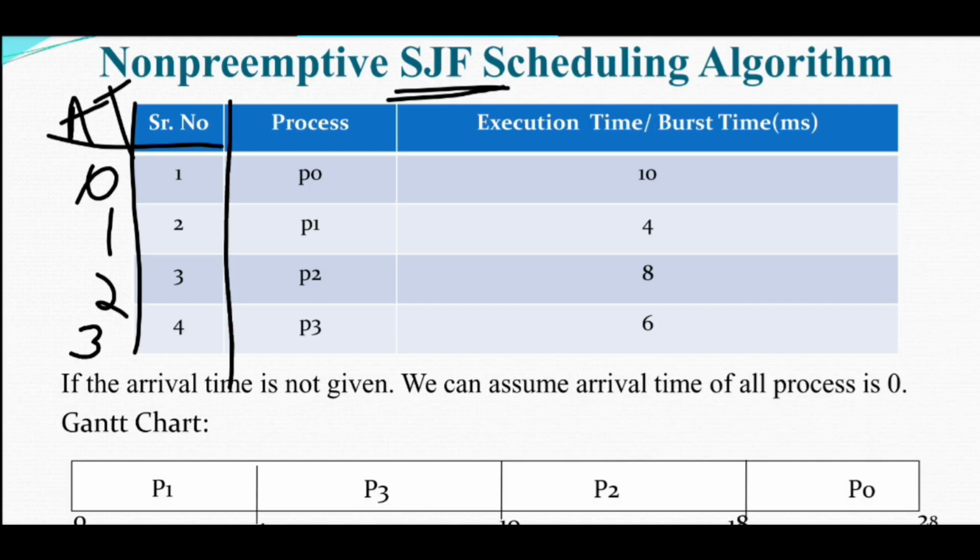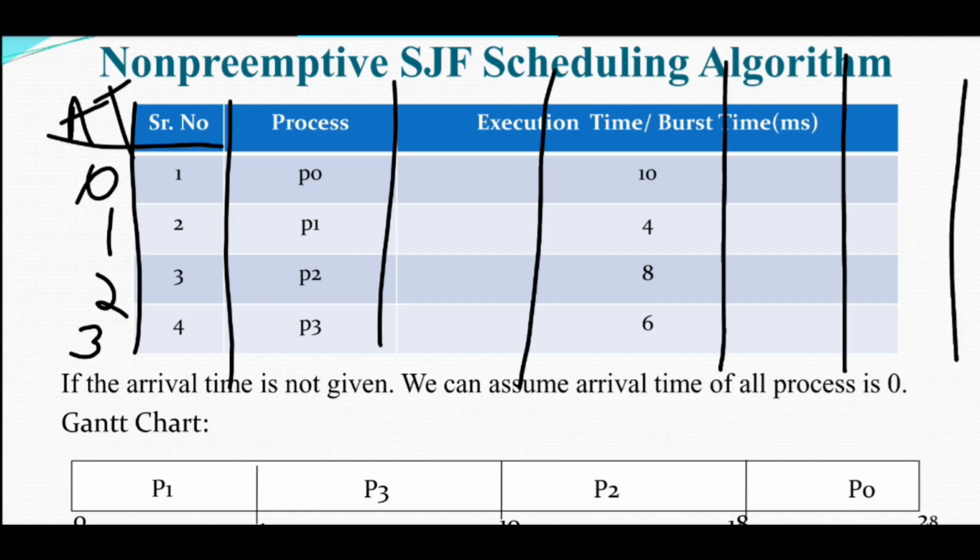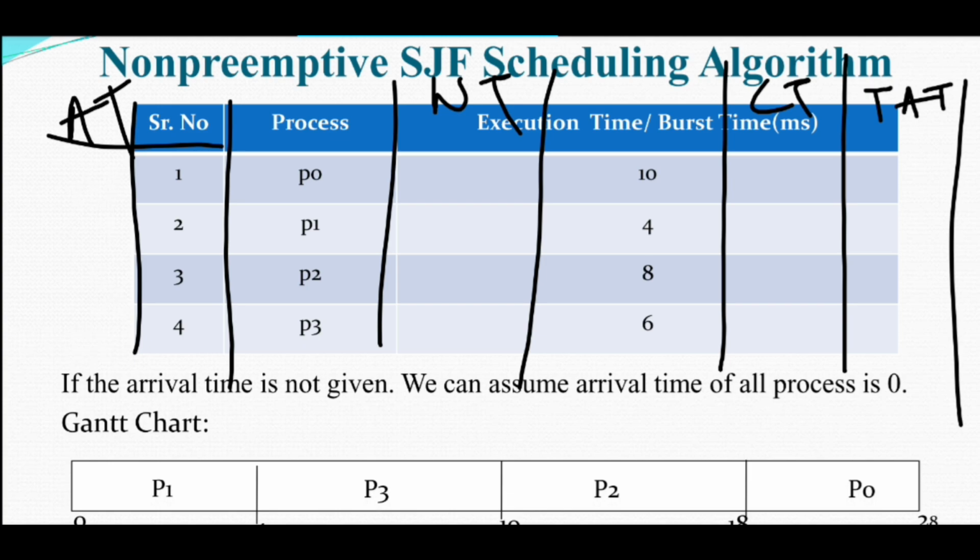Then there is a process column, and I am drawing three columns: waiting time, completion time, and turnaround time. In shortest job first, the process which has less execution time will be executed first. Let's first erase the arrival time and assume all of these came at the same time, at 0. All the processes are present at 0 seconds.